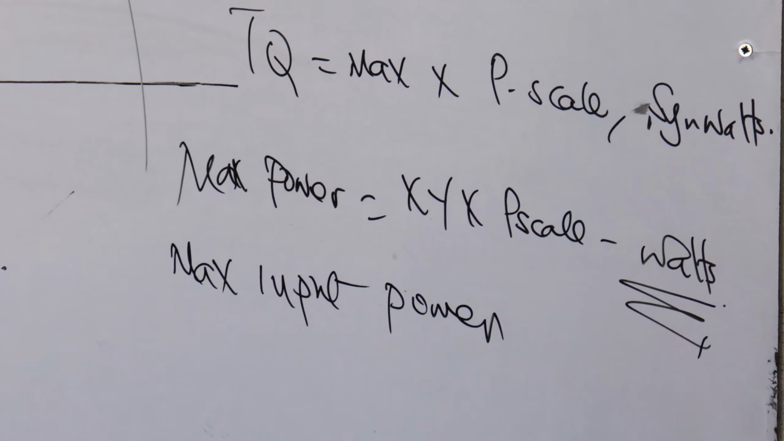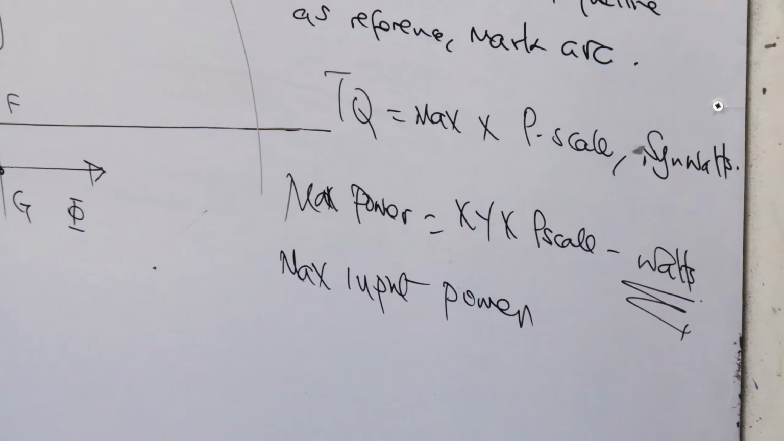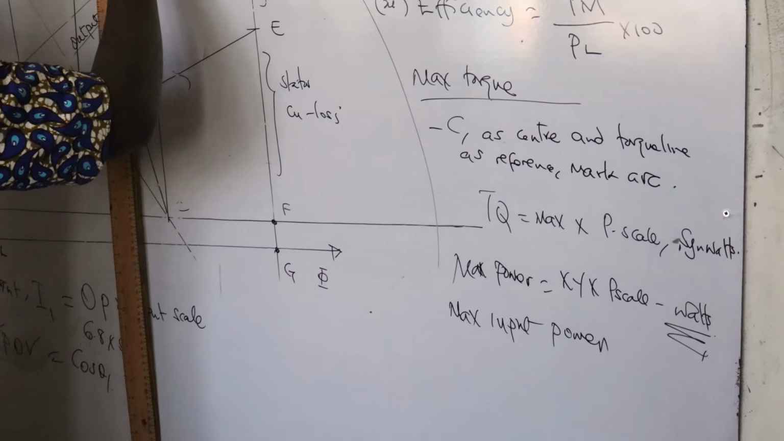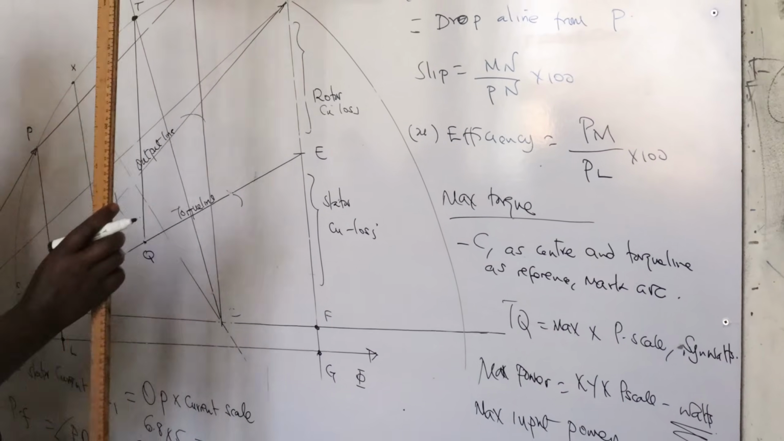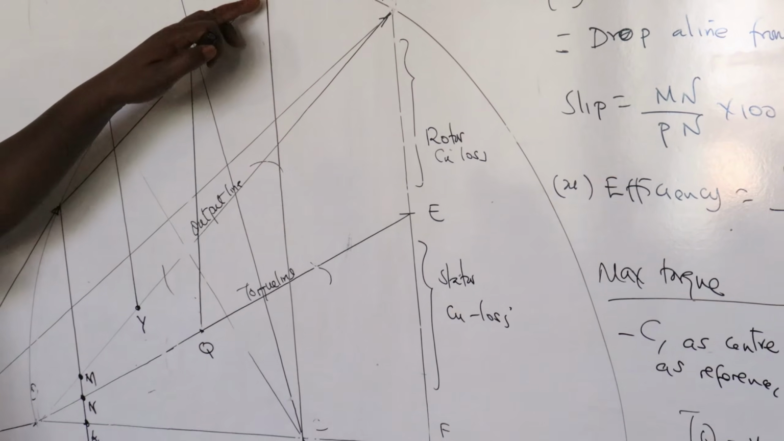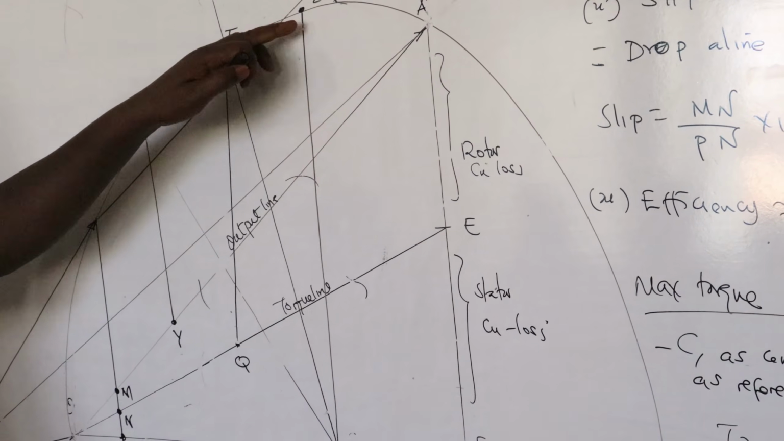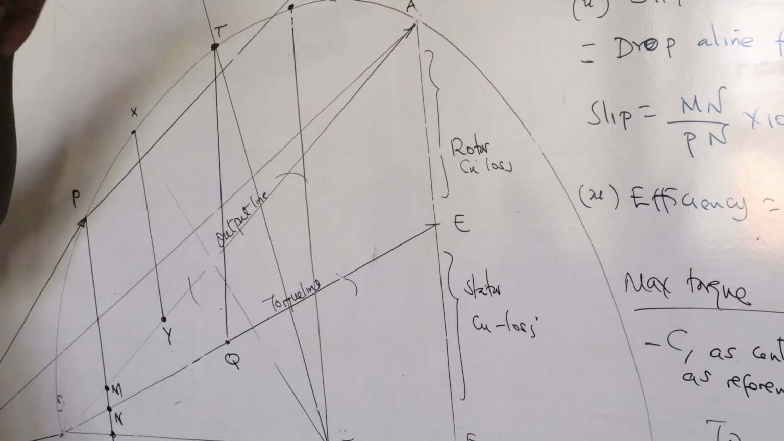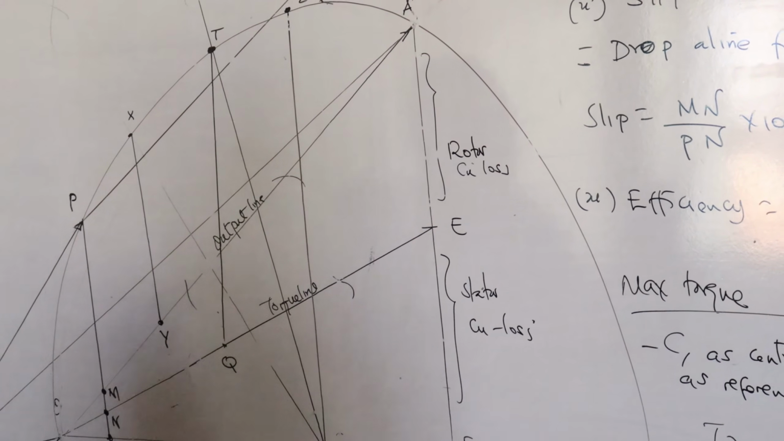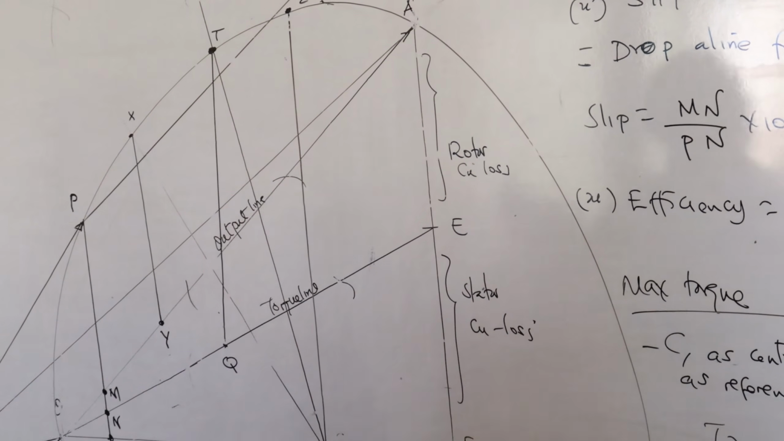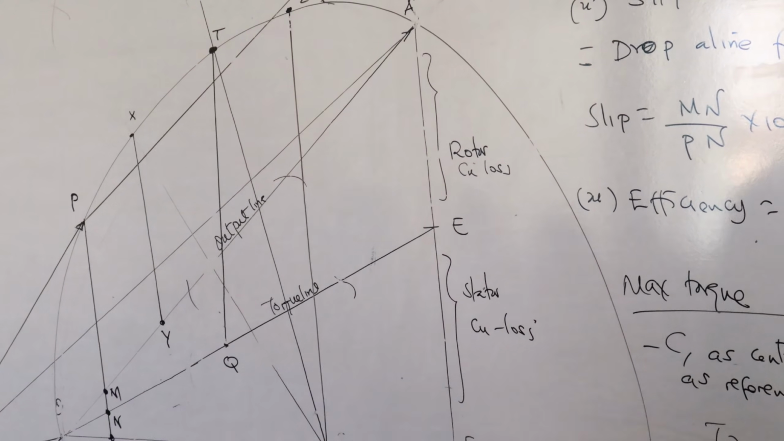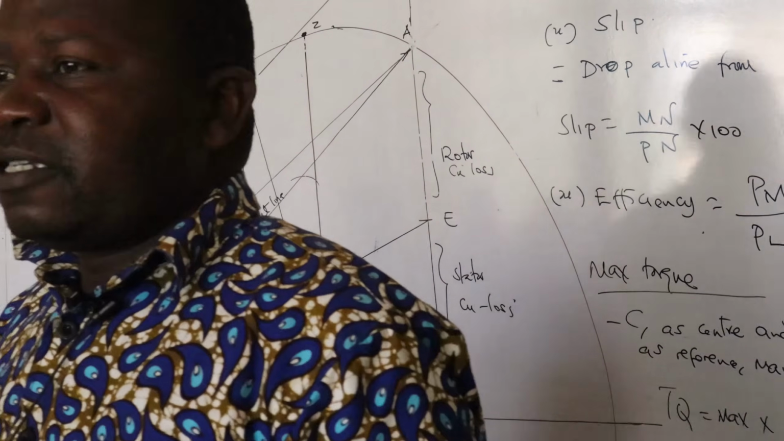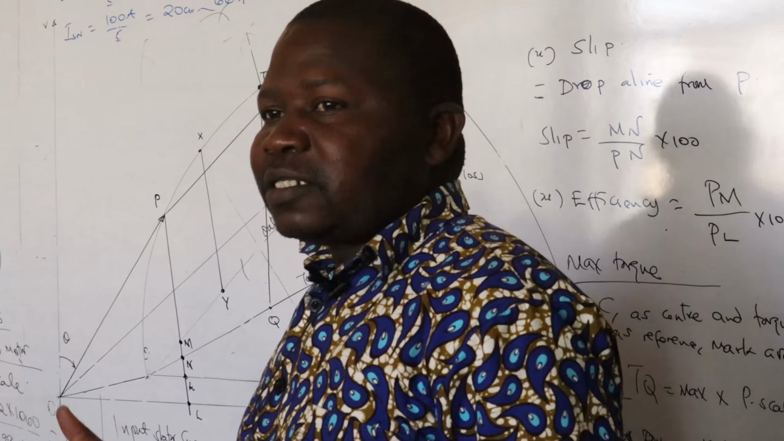Maximum input: from C, perpendicularly, to what? That line from C to the circle is what you call the maximum input power. You multiply by the scale. It's just like the radius of that circle.